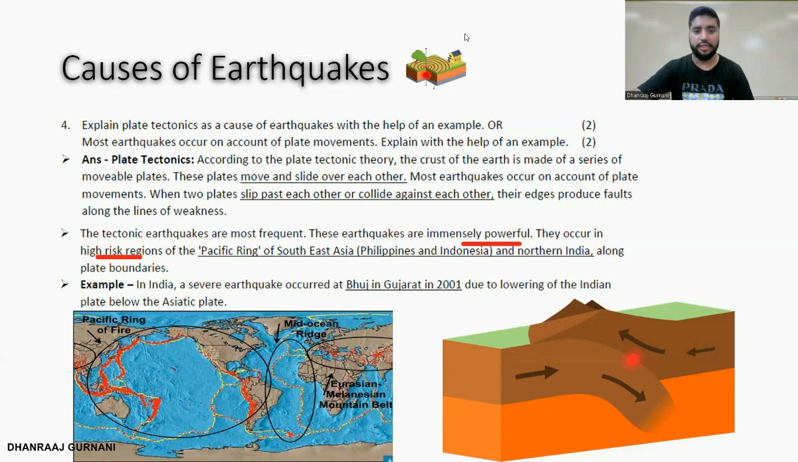Which are they? These are the Pacific Ring of Southeast Asia, that is Philippines and Indonesia, and northern India, mainly along plate boundaries. An example in India: a severe earthquake occurred in Bhuj in Gujarat in 2001, due to the lowering of the Indian plate below the Asiatic plate.